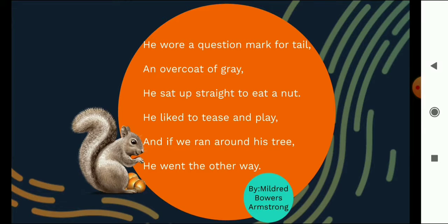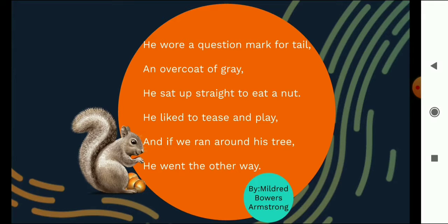He sat up straight to eat a nut. How is he sitting? He is sitting in a straight position. He's sitting straight, and what is he eating? He's eating a nut. He liked to tease and play. What does he like to do? He likes to tease and play around. He likes to jump around, hop around, tease everybody, and just have fun with other people.